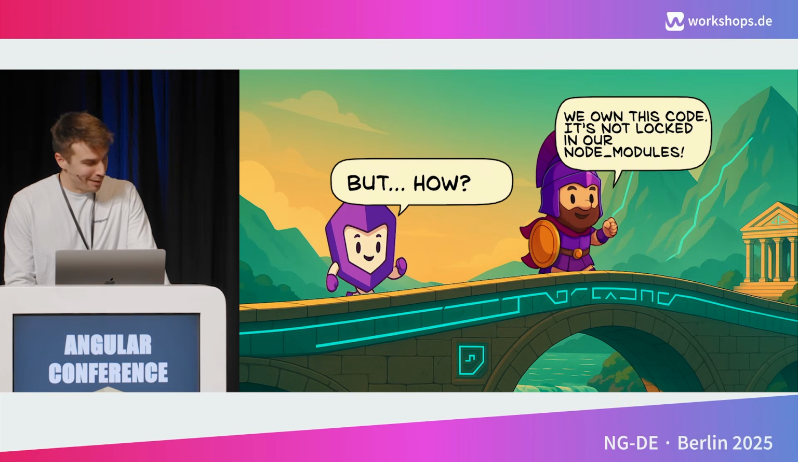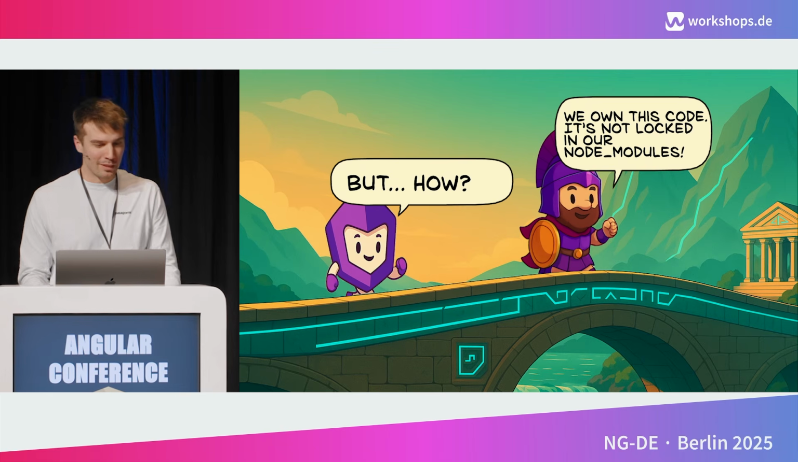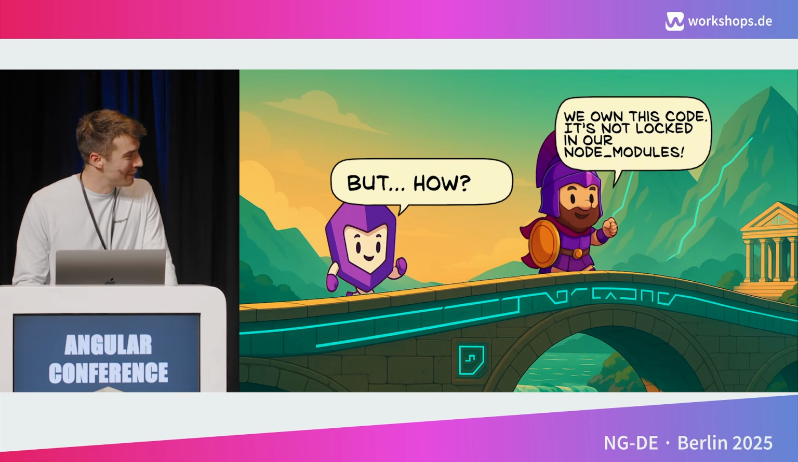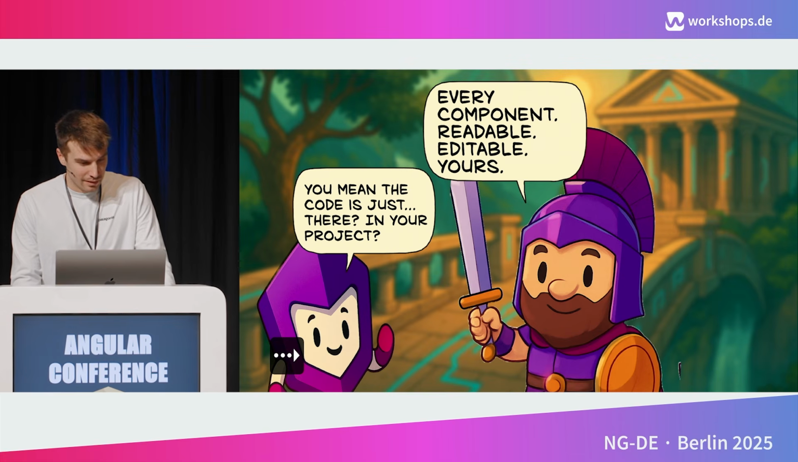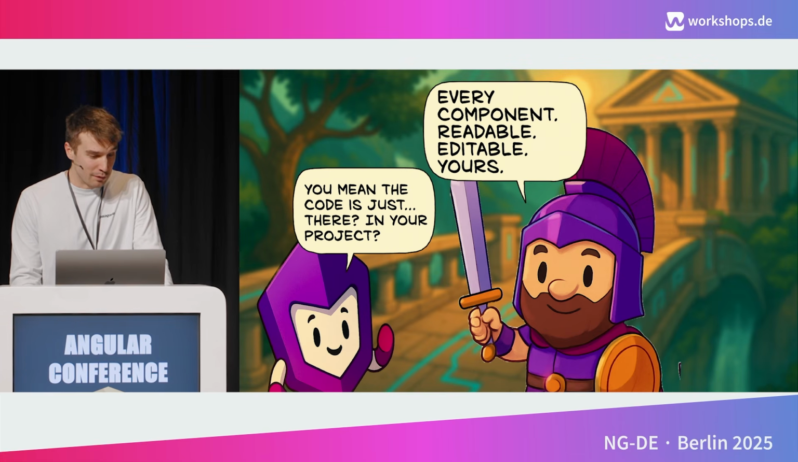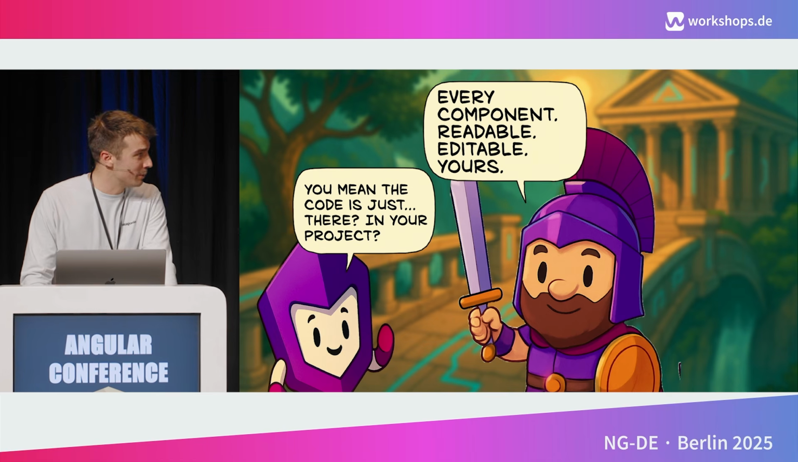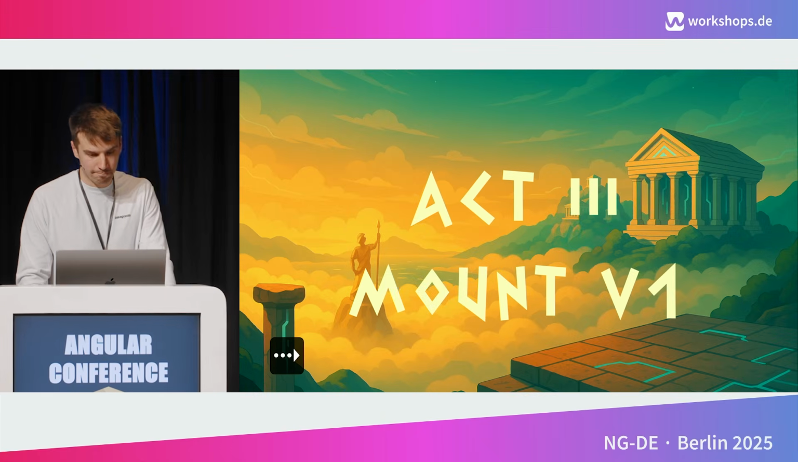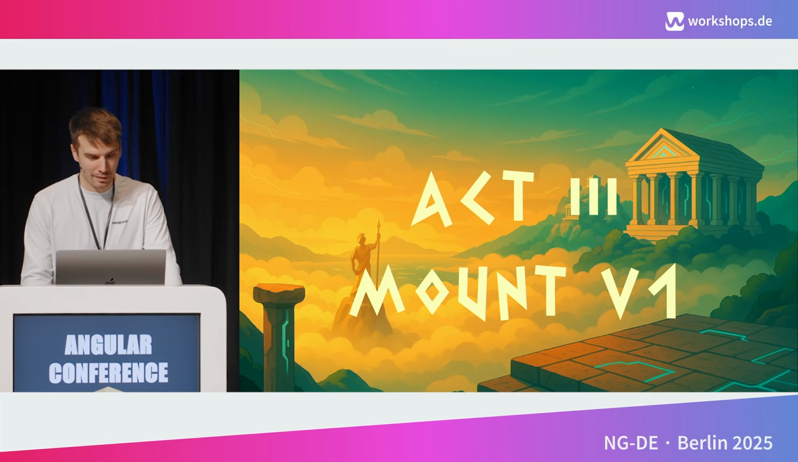So how do you even do that, right? Well, we own the code. It's not locked away in our node module. So turning Angie and Leo purple is actually pretty simple. And the code is just there in the project for you and also your favorite AI model to read, edit, and make yours. Things are pretty easy to customize. And you might even make it to Mount V1.